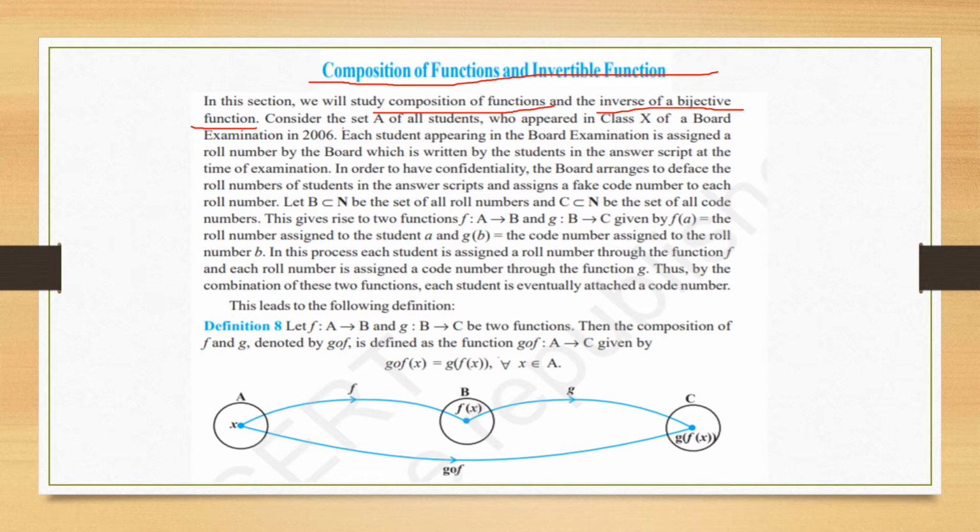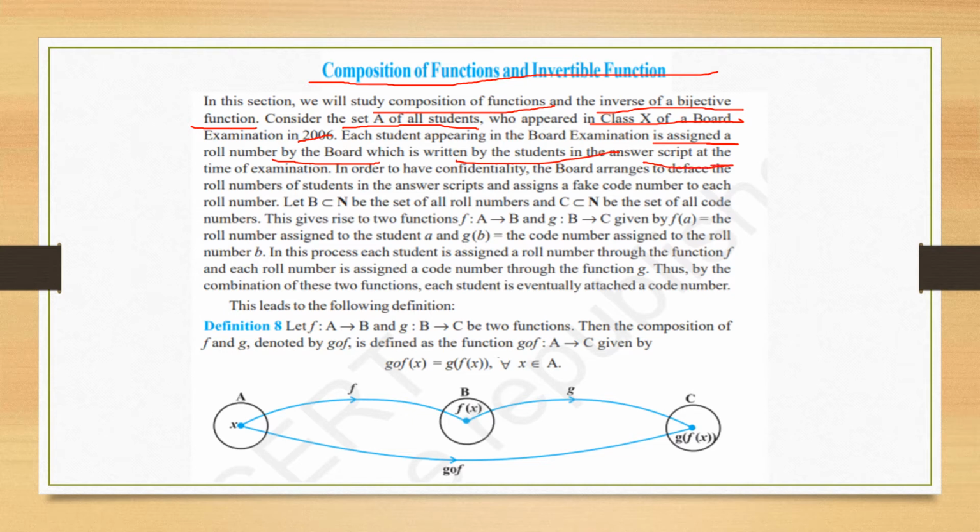Now consider the set A of all students who appeared in your class 10th board, okay? As per your book, it is 2006, but you can consider any year. Now each participant appearing in the board is assigned a roll number, definitely by the board, which can be written by the student in the answer script, right?